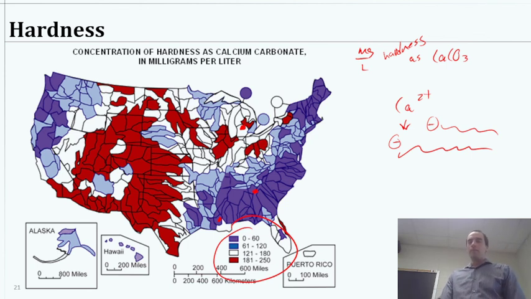So anybody seen that before or noticed this? No? Yes, maybe a little bit.